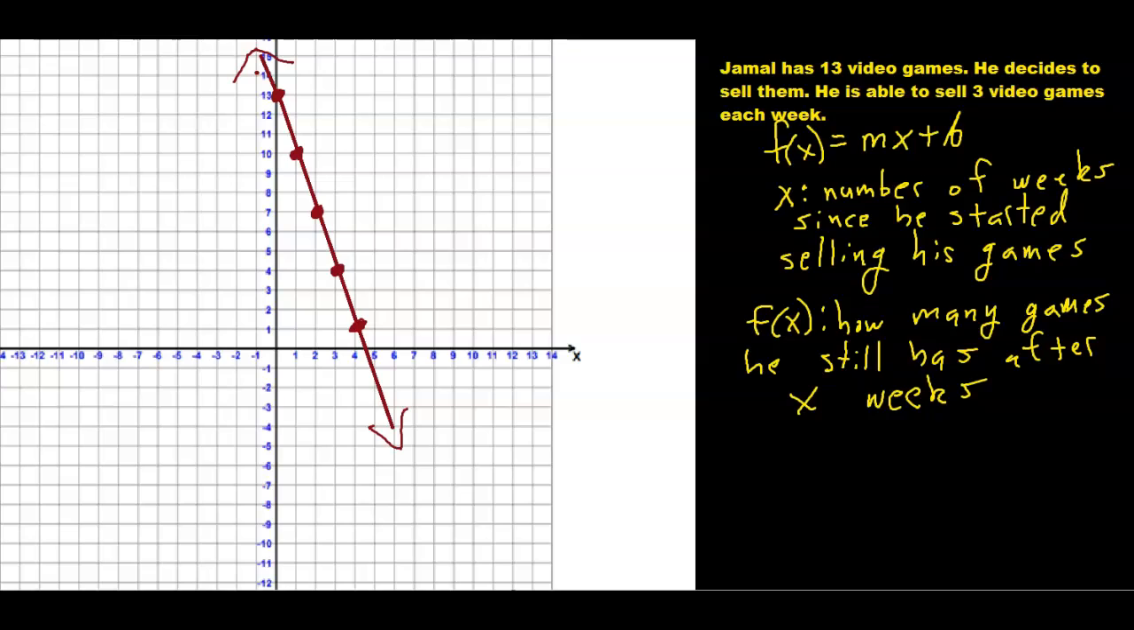Okay, let's look at this scenario. Jamal has 13 video games. He decides to sell them. He is able to sell 3 video games each week. Okay?